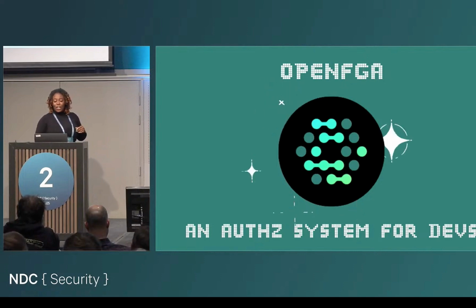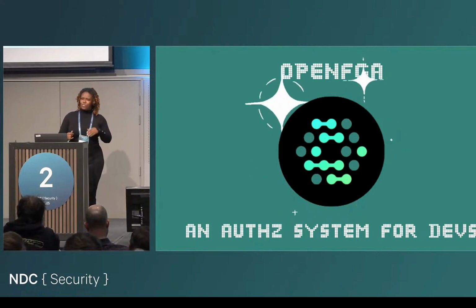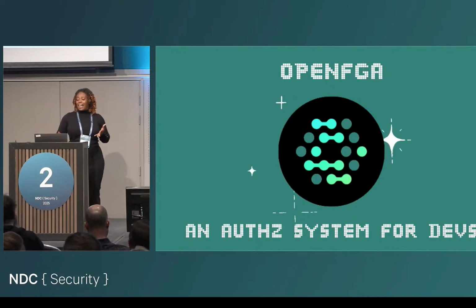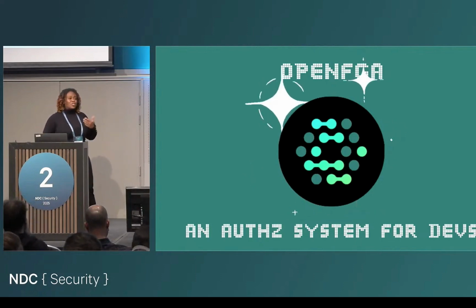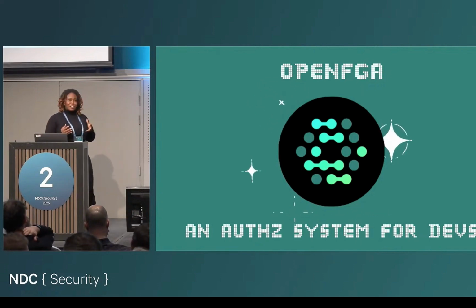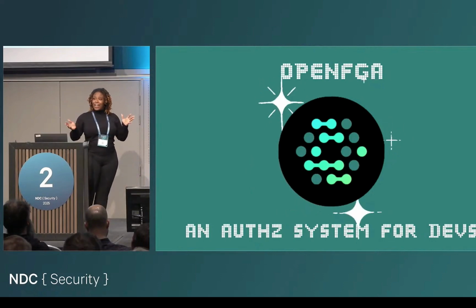It's based on ReBAC, or relationship-based access control, like we just learned about. And it's inspired by Google Zanzibar, which is Google's answer for the need for flexible authorization for its products like Google Drive, Google Cloud, and YouTube.